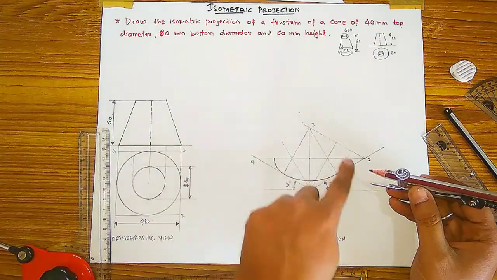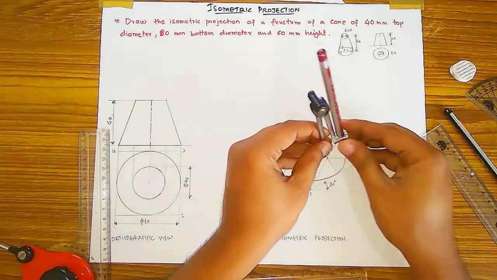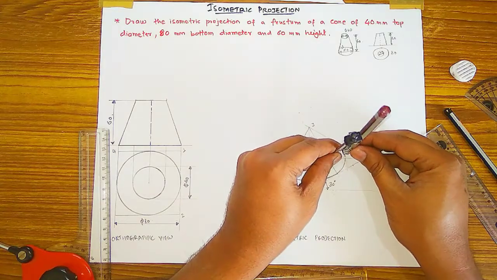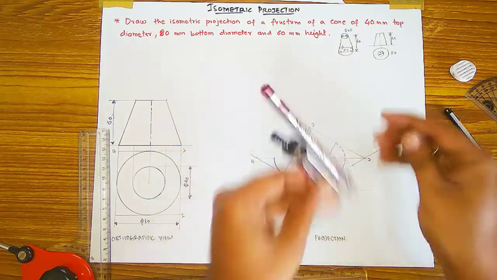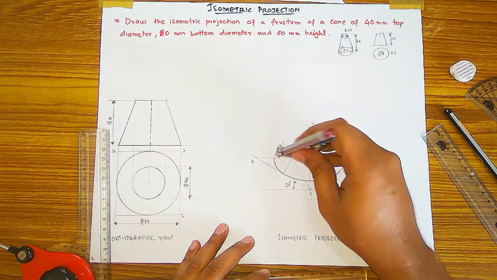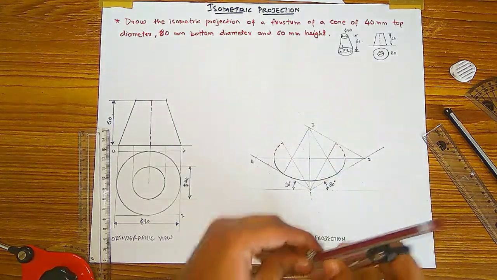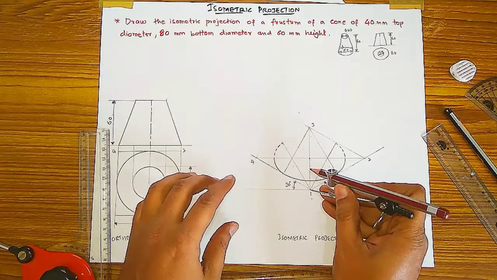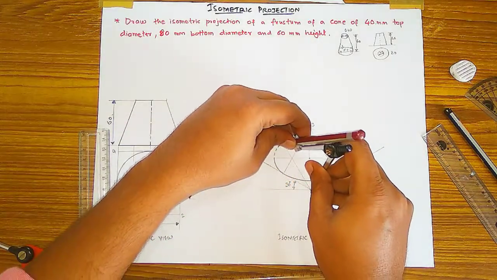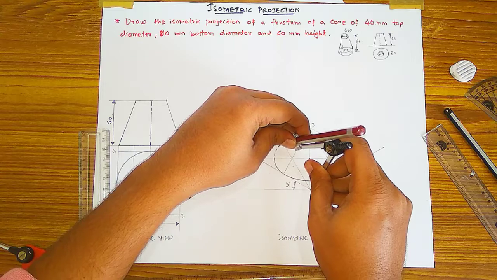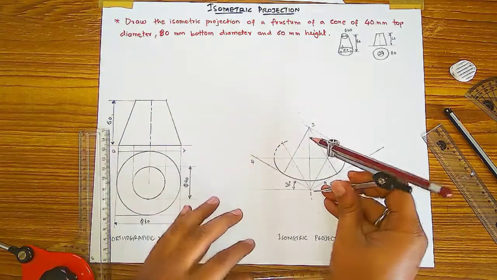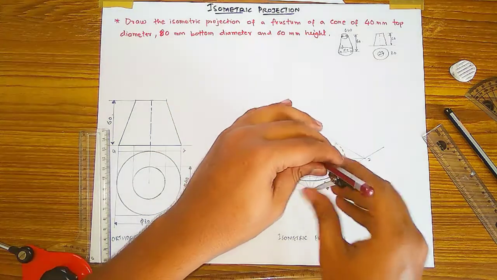The remaining half circle is dotted, so do the same process for that also with dotted line. This curve is backside, so I am doing dotted line like this. Okay, the remaining arc, keeping on 1, adjust your divider correctly and draw the dotted lines for that also.